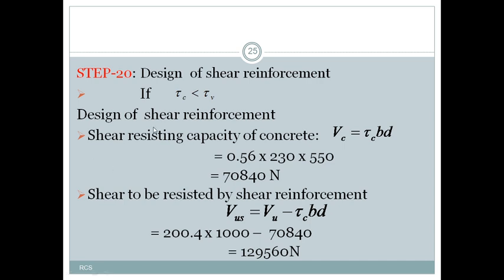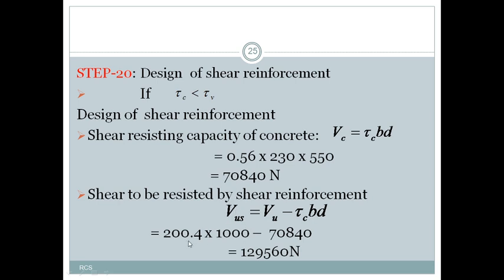So first we have to calculate the shear resistance capacity of the concrete, that is Vc equal to tau C into bd, that is 0.56 into 230 into 550. From that we get the shear resistance capacity of the concrete as 70840 newtons. And then next we have to calculate the shear to be resisted by the shear reinforcement. Vus equals the total shear force to be resisted minus the shear resisting capacity of the concrete. Then we will get the shear resistance of the shear reinforcement.